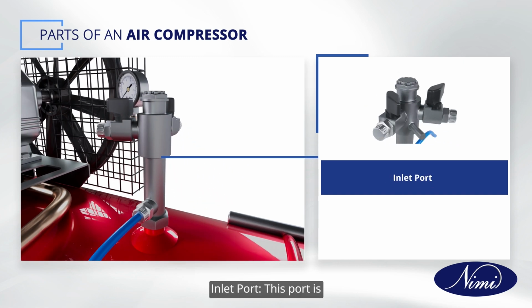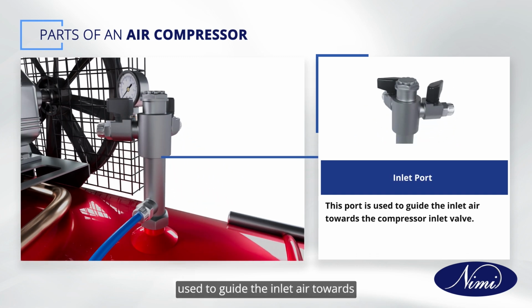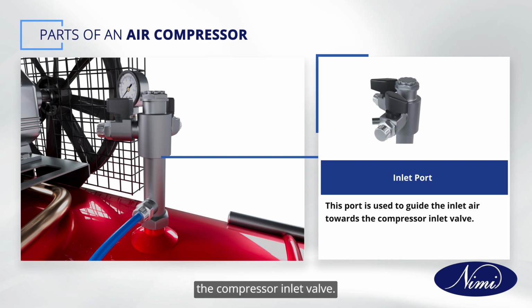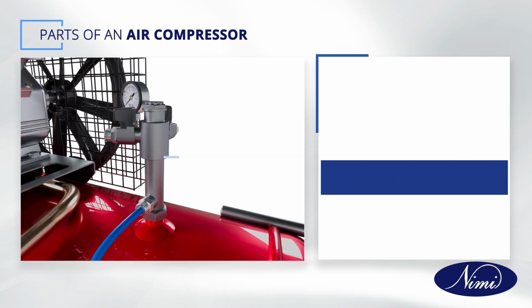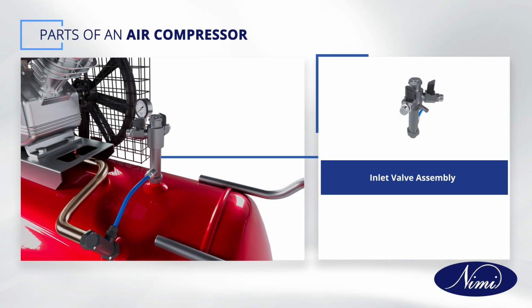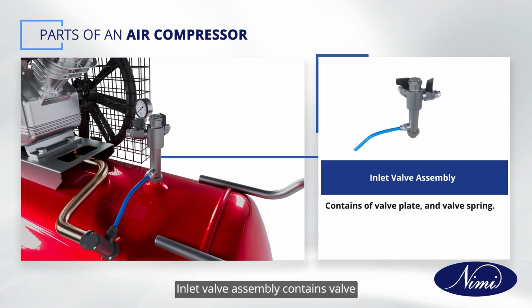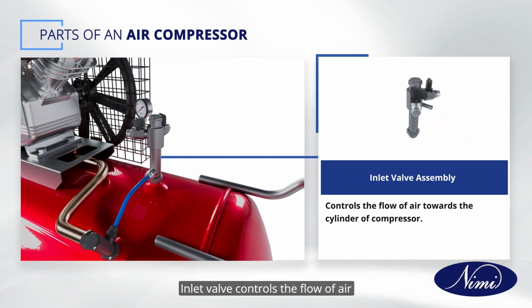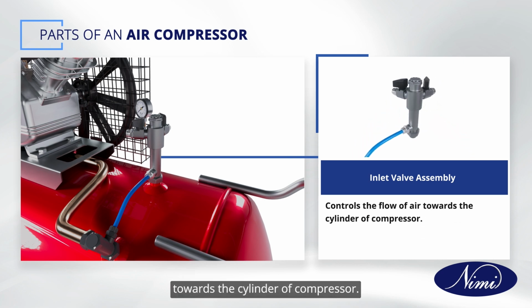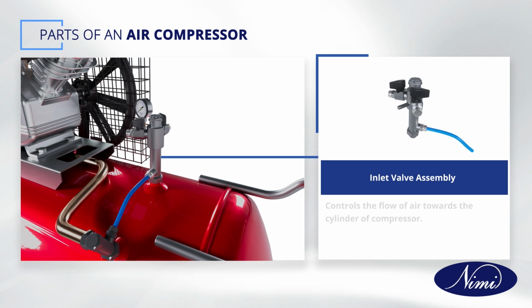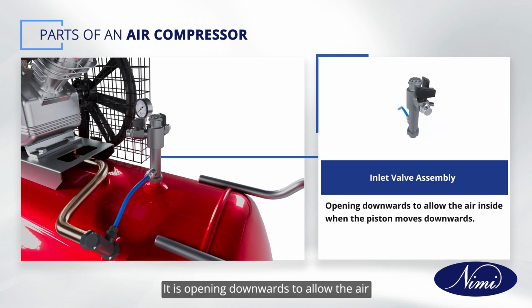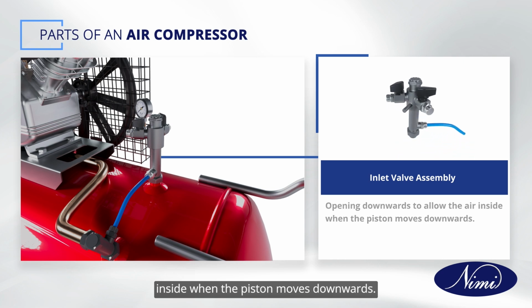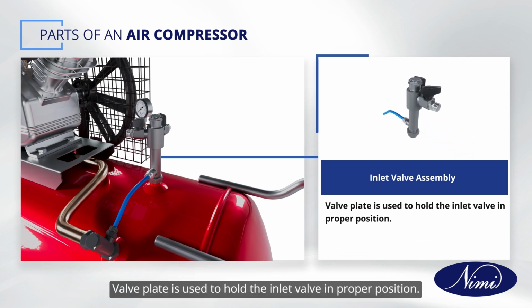Inlet port. This port is used to guide the inlet air towards the compressor inlet valve. Inlet valve assembly. Inlet valve assembly contains valve plate and valve spring. Inlet valve controls the flow of air towards the cylinder of compressor. It is opening downwards to allow the air inside when the piston moves downwards. Valve plate is used to hold the inlet valve in proper position.